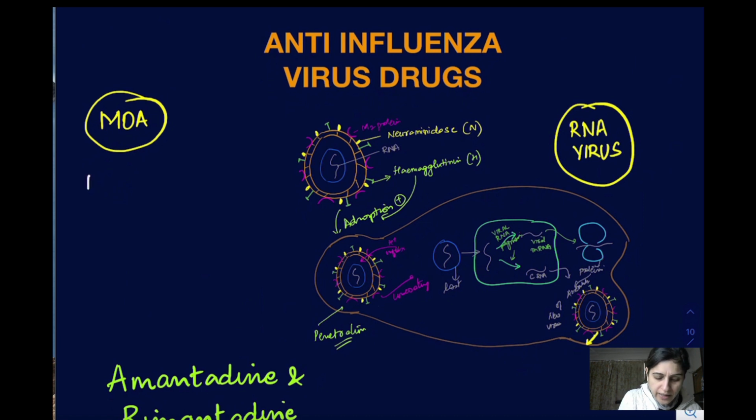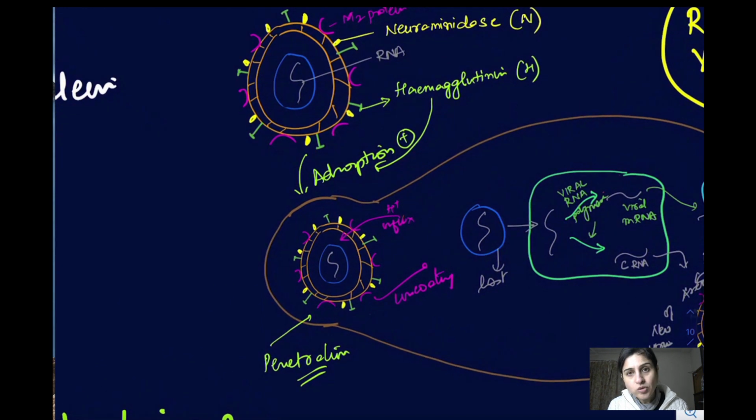The first mechanism is that they inhibit the M2 proteins. So this is your M2 protein here. And if you remember, what is the role of this M2 protein? It is important for the influx of H ions inside the virus. When the virus goes inside the host cell, there is influx of H ions inside the virus, and because of this influx, uncoating happens.